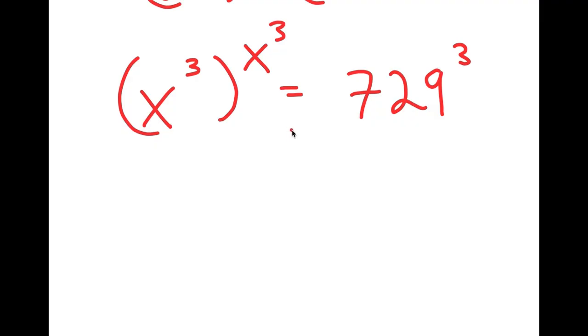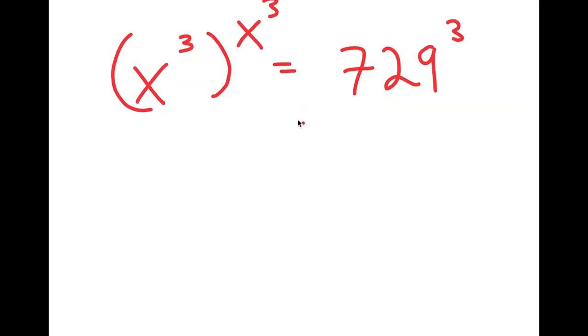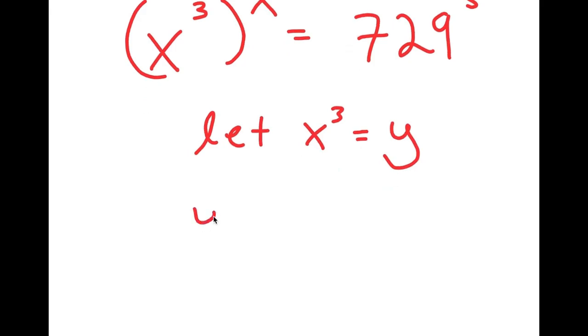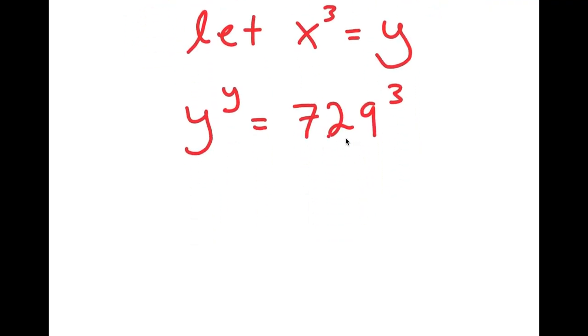Now, from here, I'm going to let x to the power of 3 equal the variable y. So I get y to the power of y is equal to 729 to the power of 3. Now, I can simplify 729 to the power of 3.